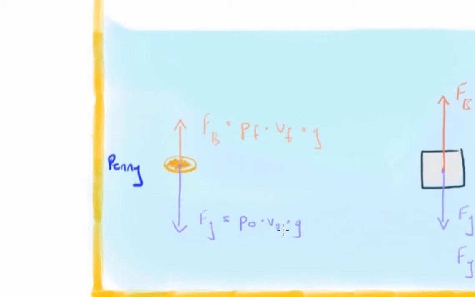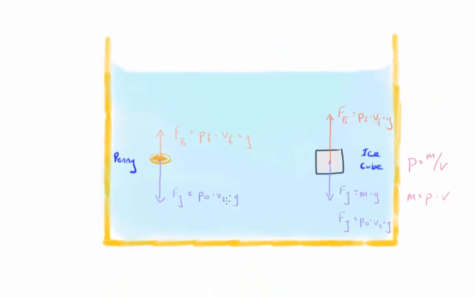So what's dictating the difference between the buoyant force and the gravitational force? Well, it's the density. The density of the penny is greater than the density of the fluid, here being water. And because of this, the gravitational force is greater, and because of this, its net movement is down towards the bottom of this glass. And that's why the penny sinks.